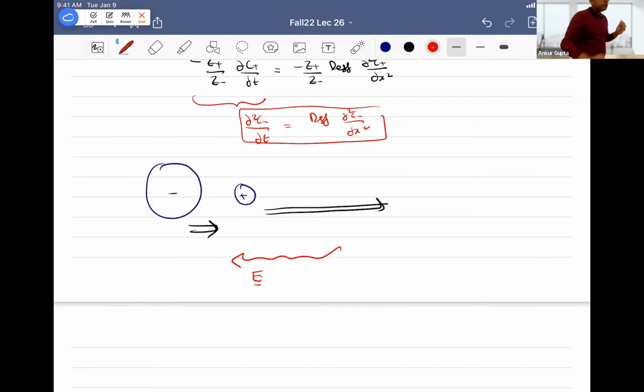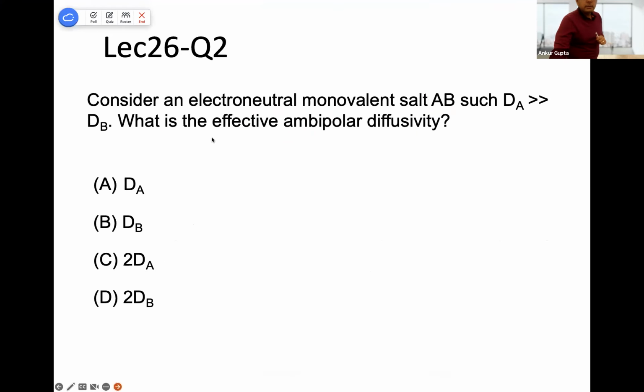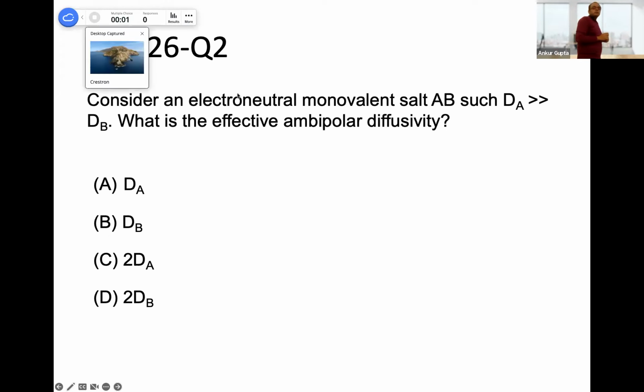All right, so let's take another physical question. Consider an electroneutral monovalent source. Monovalent means Z plus and Z minus are plus minus one. And so what do you think is the effective ambipolar diffusivity if dA is much greater than dB? You can use math or you can motivate this answer physically. Both are correct, and we will discuss this.